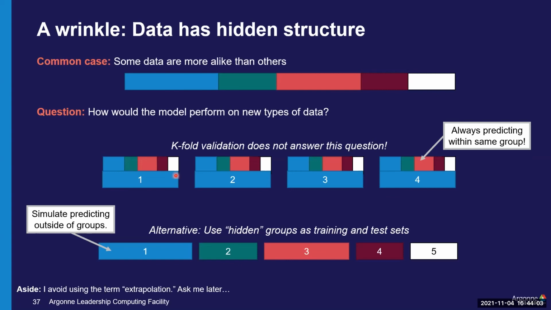Instead, one way you can do this cross-validation is to split based on these groups within your data, say train on types 1 through 4, predict on 5. And this will help me better emulate the process of predicting on a new cluster of data, and therefore get a better measurement of how my model might run in practice.